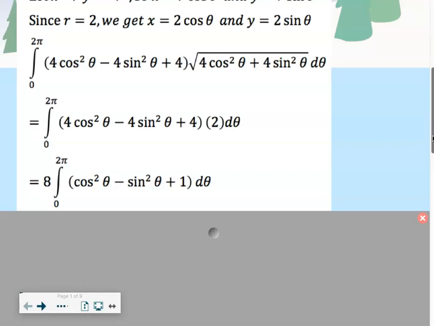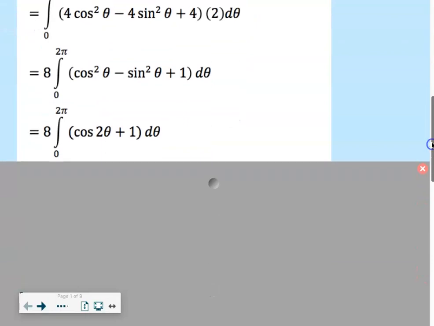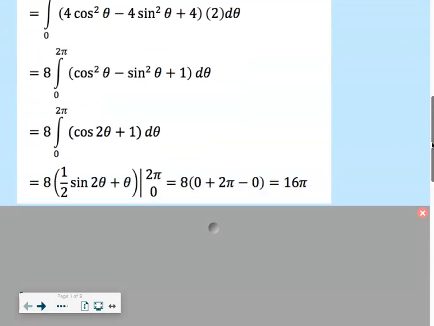Okay, this is where some people got stuck. I would rewrite cosine squared minus sine squared as cosine 2 theta. Some of you just did power reduction on both of them. If you do power reduction on both of them and combine like terms, you still end up with cosine 2 theta. So no matter how you do it, you end up with a cosine 2 theta, and then the antiderivative of cosine 2 theta is 1/2 sine 2 theta, and the antiderivative of 1 is theta. And then you plug in your 2 pi, minus plug in your 0, and you end up with 16 pi.